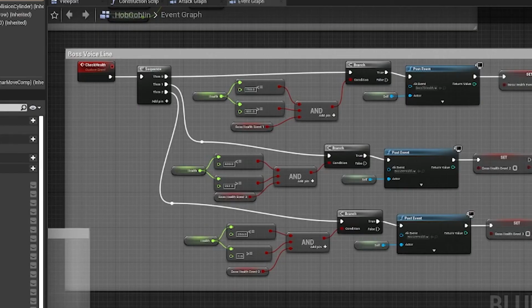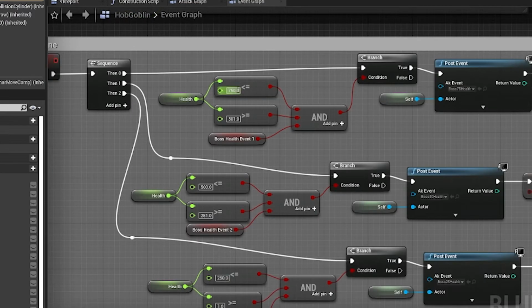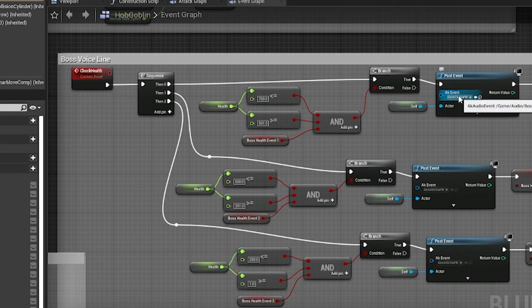We can see that in this blueprint here. When the boss's health has depleted by 25%, the first in a series of voice lines is triggered. We can see that when the health is between 501 and 750, the boss 75 health event is called. This happens 2 more times and then once more upon death. If I'd had more time, I would have loved to implement this via a single event with different switches that respond to the boss's health as a game state.